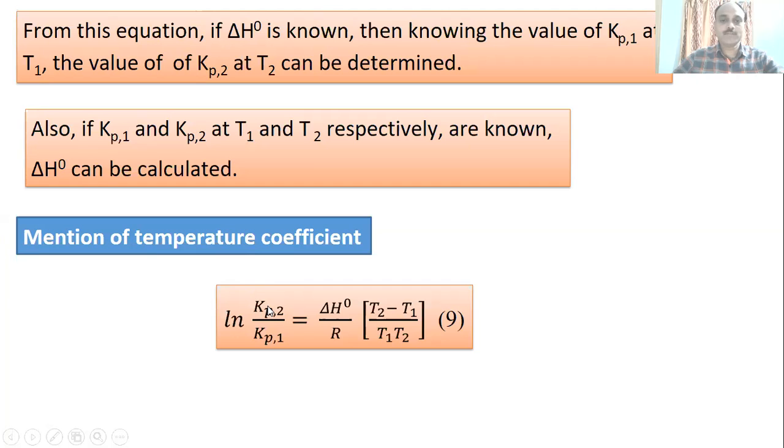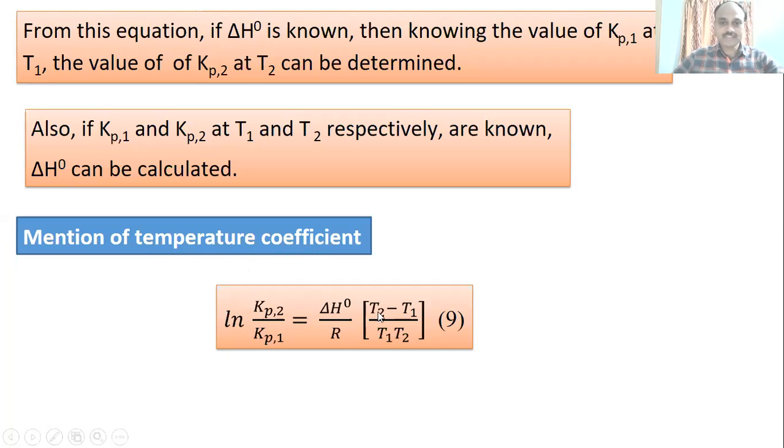The ratio of the equilibrium constant at a higher temperature and the equilibrium constant at a lower temperature is equal to delta H naught by R into (T2 minus T1) by (T1 into T2). As this equation is similar to the Arrhenius energy of activation equation, where it gives you the temperature coefficient of the rate constants, this equation is also an equation for temperature coefficient.